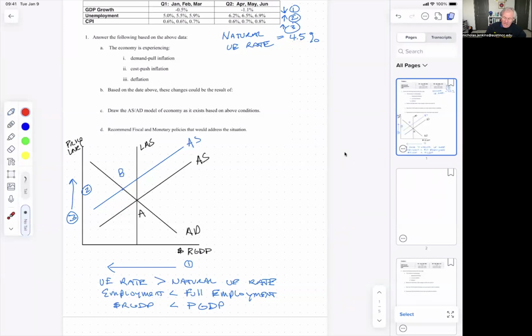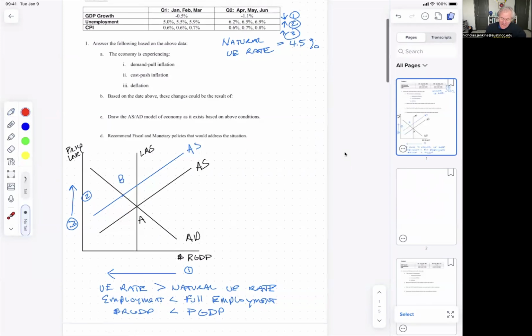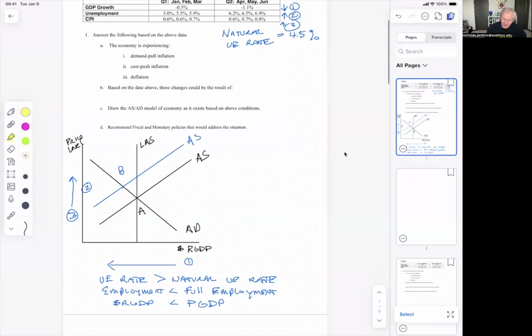So we know that these conditions from the data that we're given must mean that we had a cost push inflation cycle start. Inflation means prices are going up, and we are in a recessionary gap. Okay. So we're having a recession with rising prices. Okay. We're in a recession with rising prices.